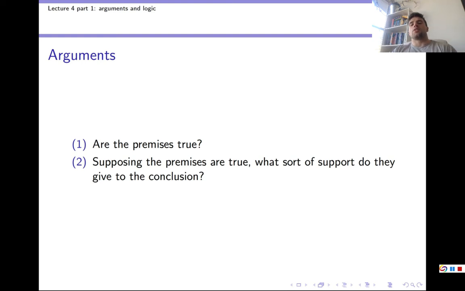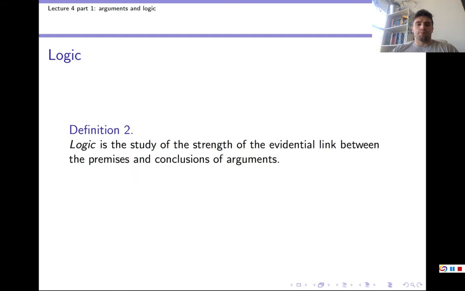It's our business as logicians to care about the second consideration on the screen there. So suppose the premises are true. Does it follow that the conclusion is true? Or what sort of evidence do the premises provide in support of the conclusion? Is it weak evidence? Is it strong evidence? What kind of evidence is it? So in light of that, our definition of logic is the following one. We define logic as the study of the strength of the evidential link between the premises and conclusions of arguments.